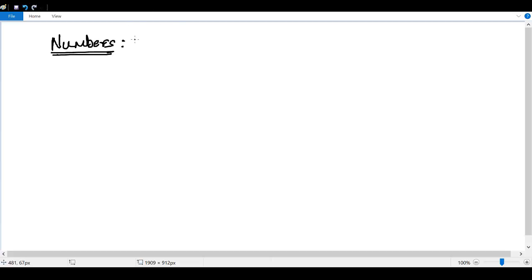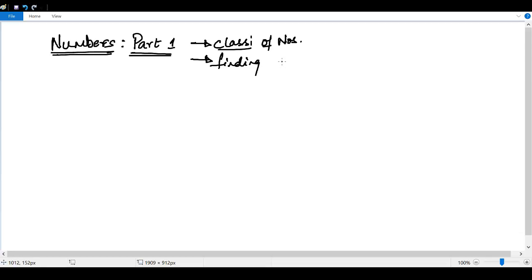So numbers part 1 is what we are going to handle today for 1 hour of a session. The coverage that I'm going to do here is broken into 2 parts. One is classification of numbers, and the other one where we are going to go deep into finding the unit digit, or what we also call the cyclicity method.